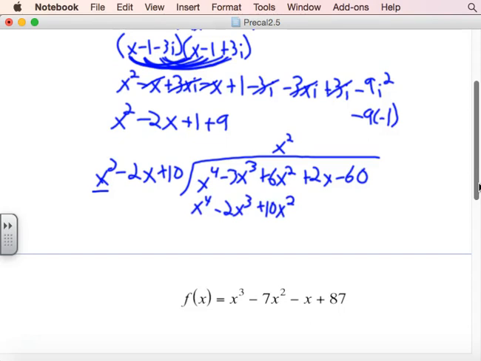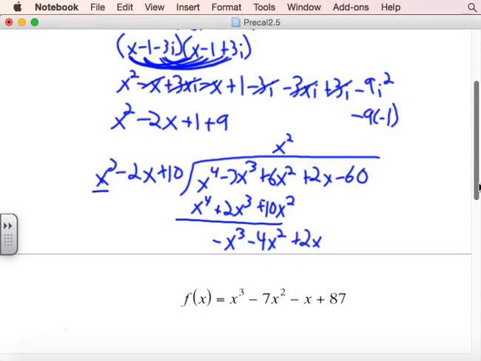Now we go through and subtract everything, right? So x to the fourth minus x to the fourth cancels. Minus 3 minus minus 2x cubed, that's plus 2, so that's minus 1x cubed. And then 6 minus 10 is minus 4x squared. Bring down your 2x and go through the process again.